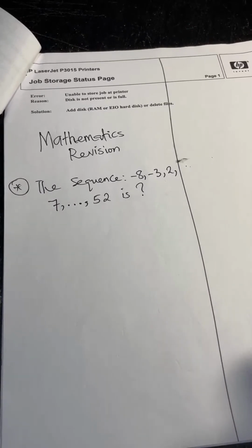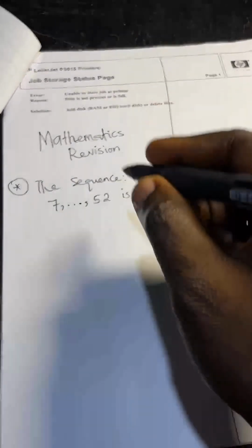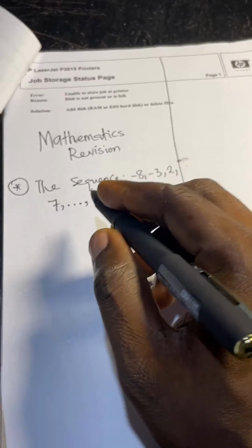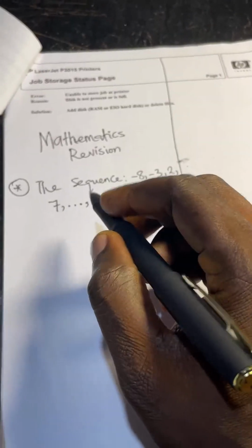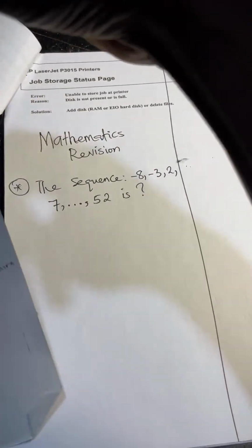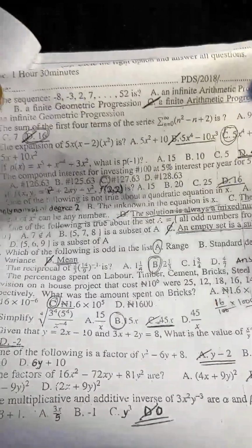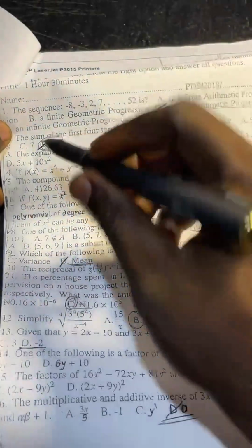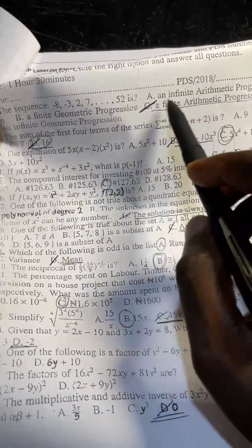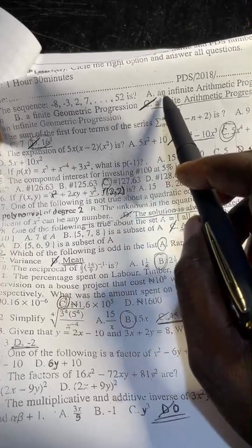Now, look at the question here. What type of sequence is this? They say A, an infinite arithmetic progression. Sorry, let me bend so that you can see it very well. It's not every question that I'm going to copy down. So look at this. A is talking about, forget whether it's correct or not, it has to be explained.